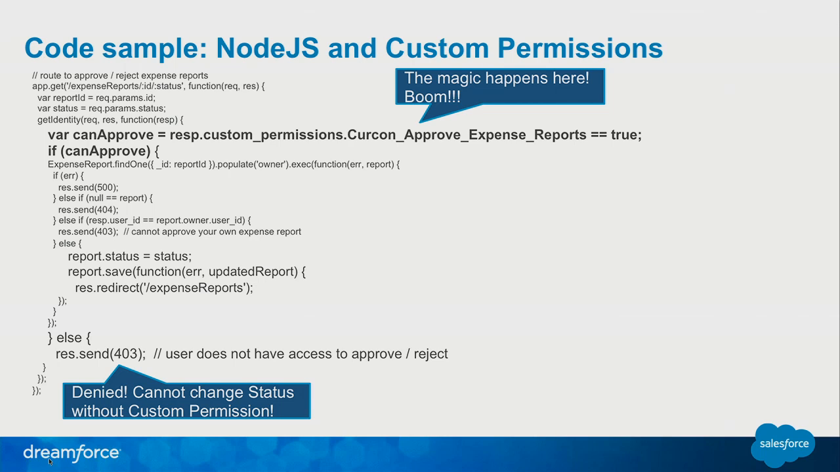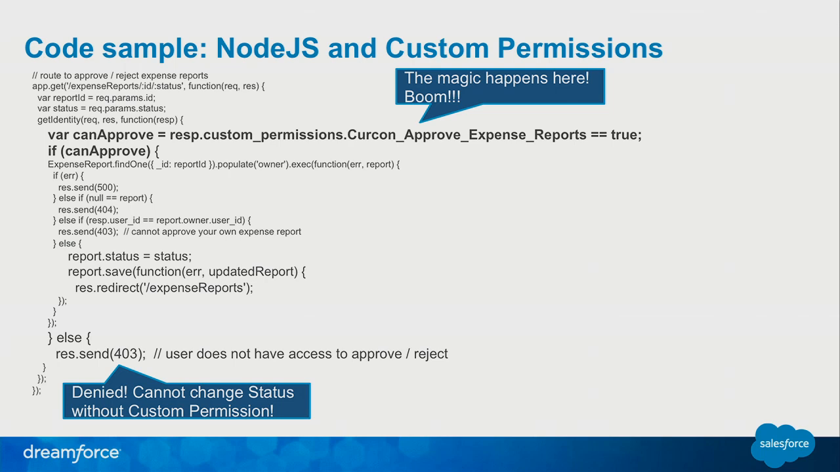At the very bottom, you can see if can approve is false, this if statement is false. So we fall down here to this else condition. This returns a 403, access is forbidden. Denied. And you can't access that page, or you can't make that method, right?